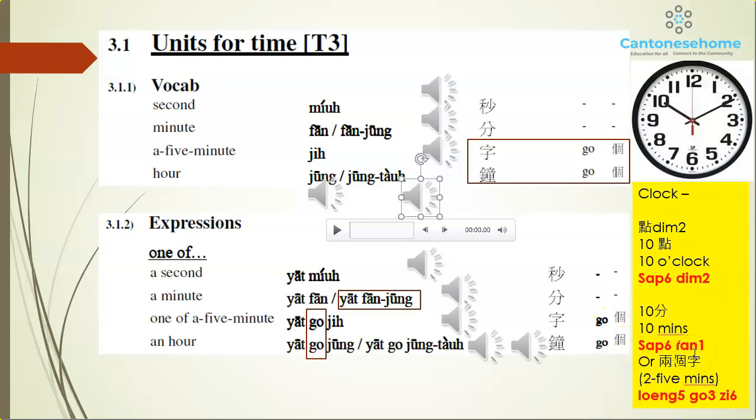So look at here. So 10點 and then 10分 or 10分鐘. But if you want to say 兩個字, 25 minutes, then you have to say 個兩個字.